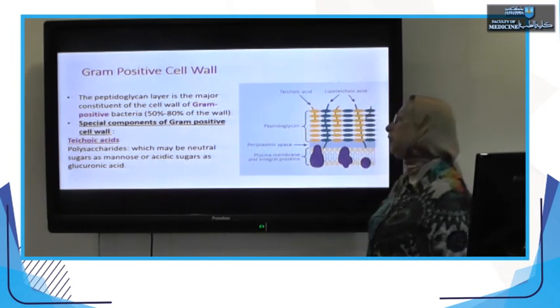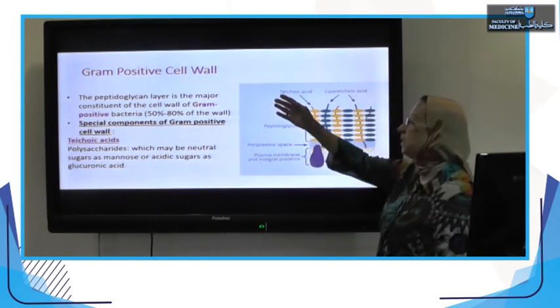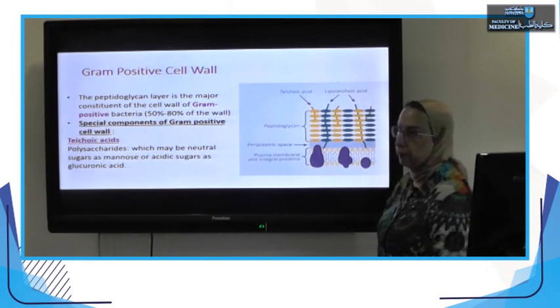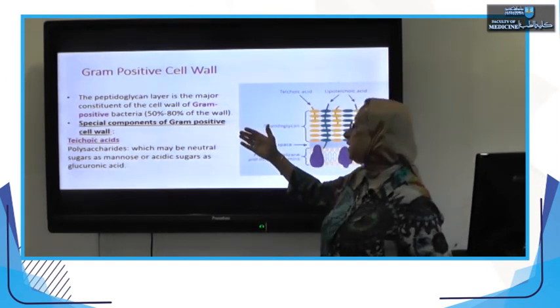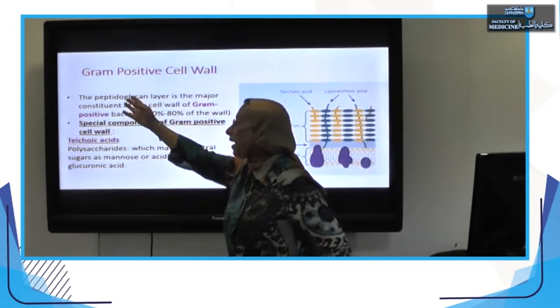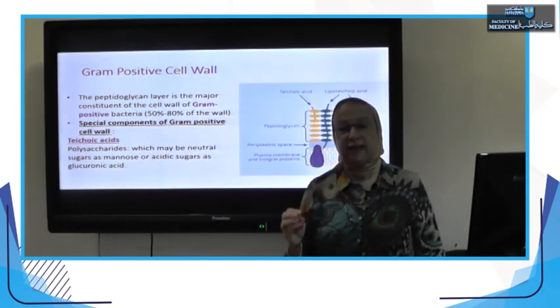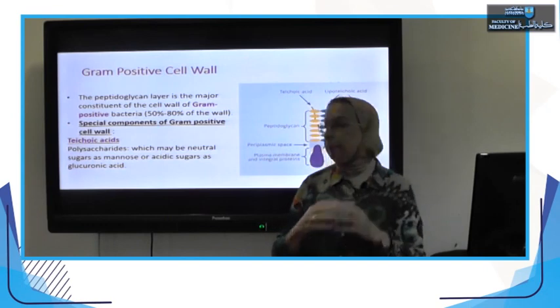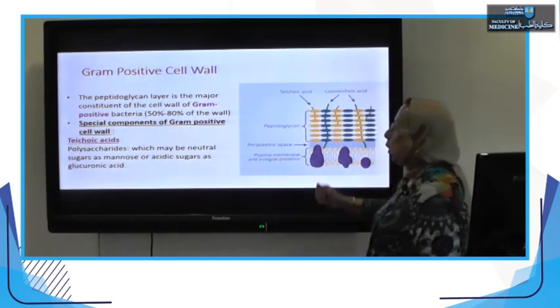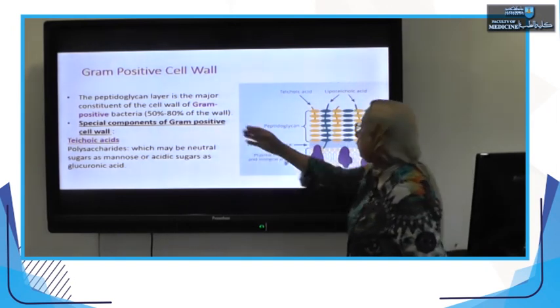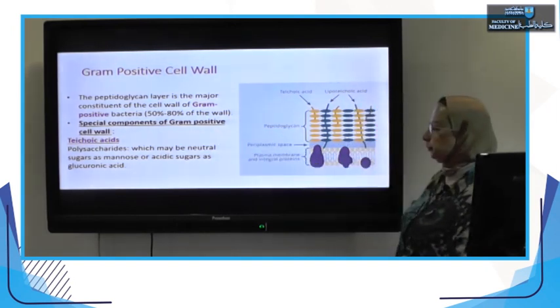Now discussing the gram-positive bacterial cell wall. We said that the bacterial cell wall has the so-called peptidoglycan, the component that gives the cell wall its strength. And in the gram-positive bacteria, this component will be more than 50% of the cell wall, a thick layer.